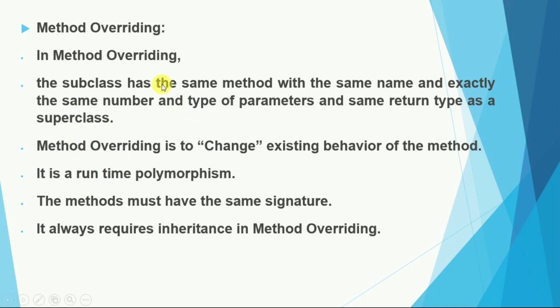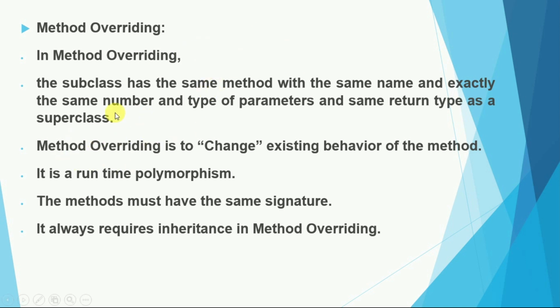So in method overriding, the subclass, and we can say the child class, has the same method with the same name and exactly the same number and type of parameters and same return type as the superclass. So in method overloading we have two methods in the same class, but in method overriding we have a relationship between two classes. There is a parent class, there is a child class. The parent class and child class both have the same name and exactly the same number and type of parameters and same return type, okay.